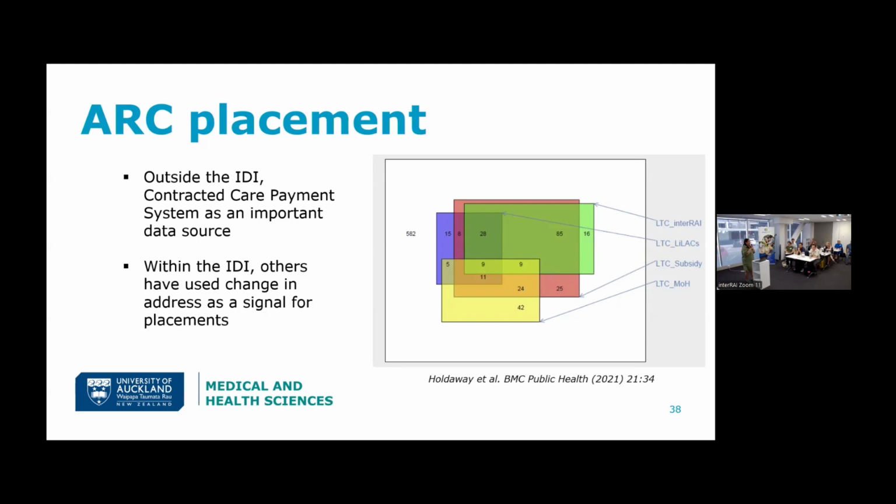Unfortunately, we don't have the CCPS within the IDI. And so others have used the address notification table. This is a table that tells you whether a person changes their address from one to another. These are all recorded within the IDI. So this is one of the signals that is used to determine whether a person has moved from community to age residential care.